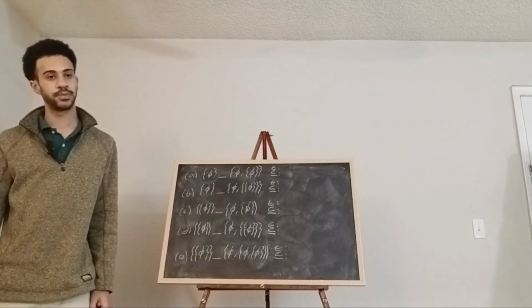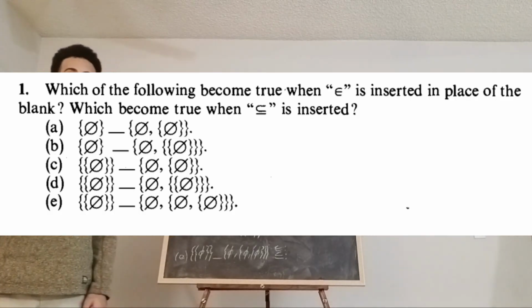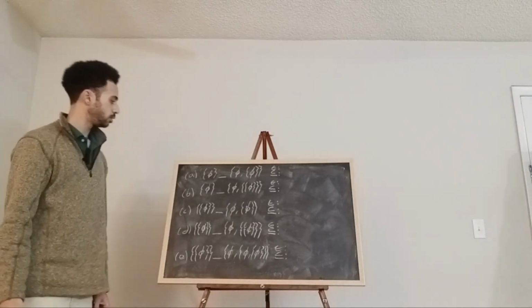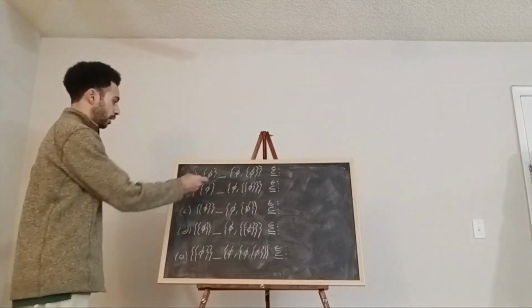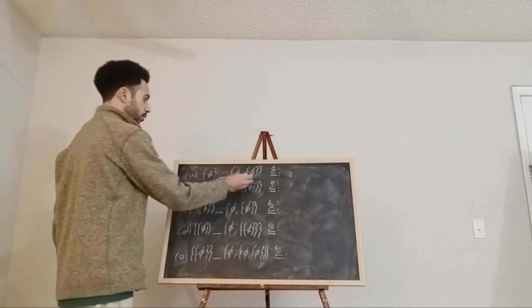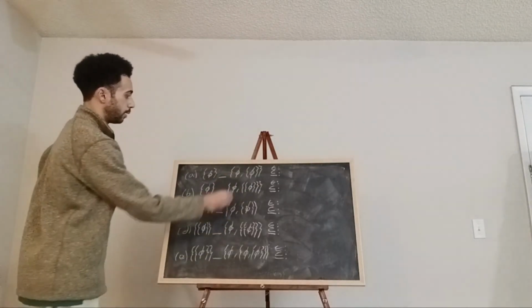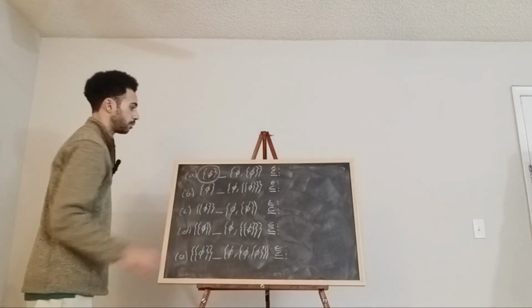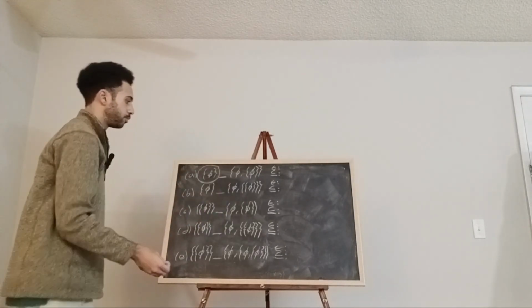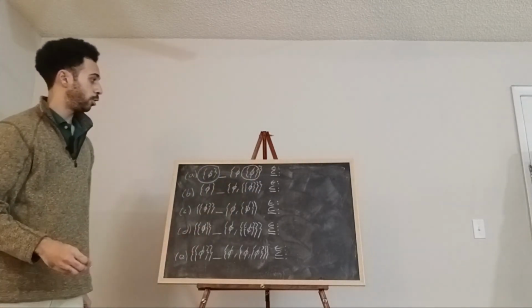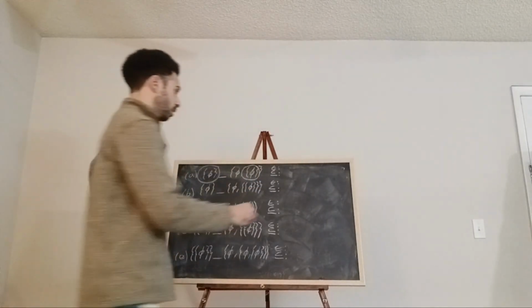All right, so we need to see if the relation is satisfied by one of the given symbols. Let's look at A. So for A, we have an empty set, and it's contained inside of a set. So let's see if it's inside of the other set. Well, we have an empty set. Not quite the same thing. We need to see if the entire thing is inside. And we see that it is. It's right here. So we know that it is an element, and that's true.